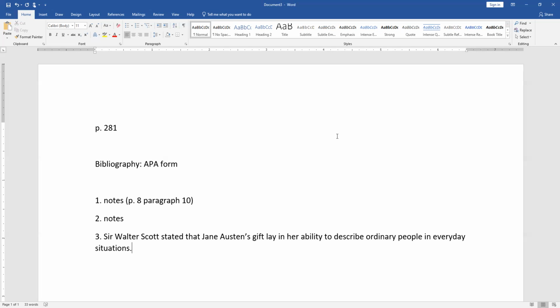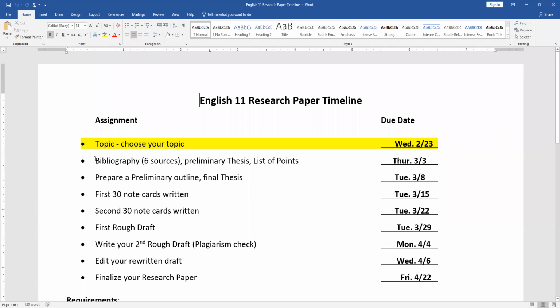But the point of that is really that you need to make sure that you have those by next Thursday. Let me find that timeline here. English 11, research paper timeline. All right, so at this point, I did give y'all, like we have the bibliography. I got that last week.